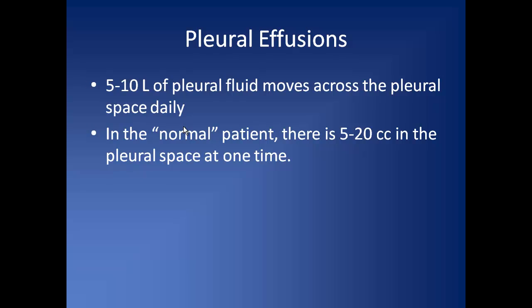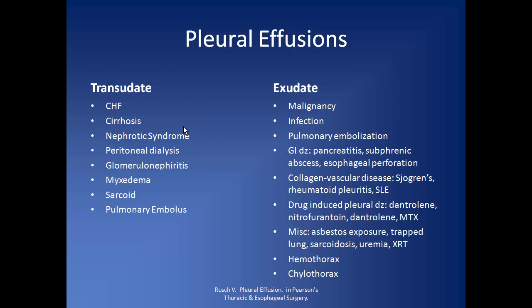In the normal patient, there's 5 to 20 cc's in the pleural space at one time. And so we get into the transudates and the exudates, and there's a huge list. For transudates, they can be CHF, cirrhosis, nephrotic syndrome, peritoneal dialysis, glomerulonephritis, mixed edema, sarcoid, pulmonary embolus. For exudates, malignancy, infection, pulmonary embolization, any GI diseases, collagen vascular disease, drug-induced pleural disease, miscellaneous stuff such as asbestos exposure, sarcoidosis again, hemothorax, chylothorax, and this is where Light's criteria comes in.